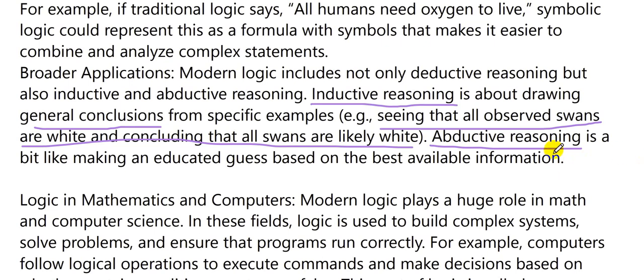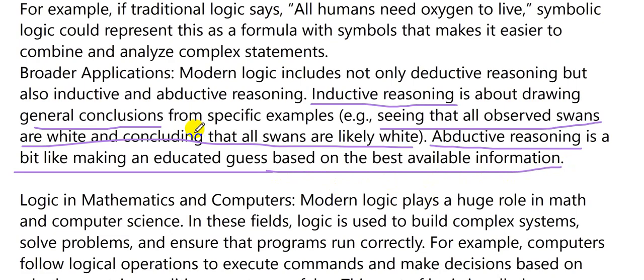So abductive reasoning is a bit like making an educated guess based on the best available information. In abductive reasoning, we are taking a calculated guess based on the best available information. That would be like trading in the stock market.